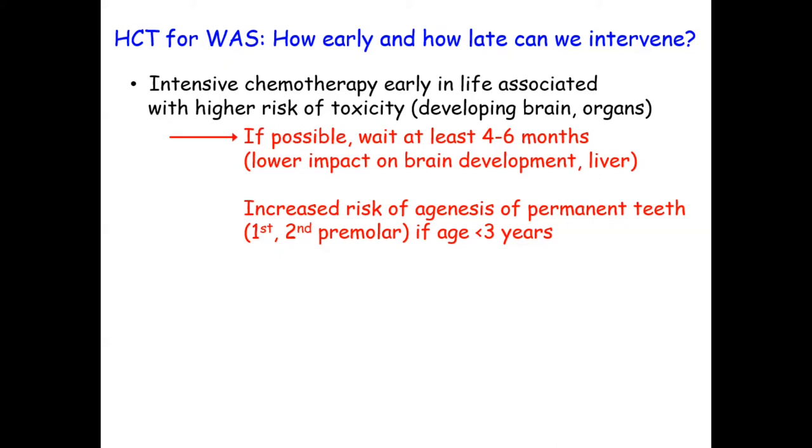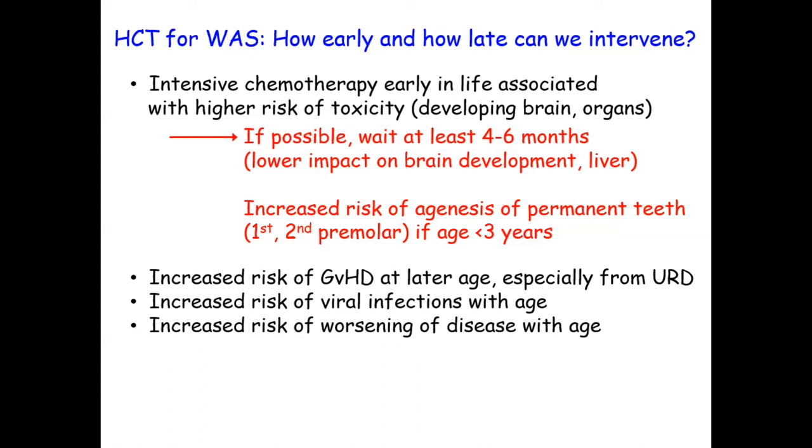But what about later age? Well, one could say, well, then let's wait if possible. But there are also complications associated with waiting too long. The incidence of graft-versus-host disease is actually higher if you go to transplant later in life. And this is especially true if you go to transplant from unrelated donors. So in that sense, it's actually better to receive the transplant at a younger age.